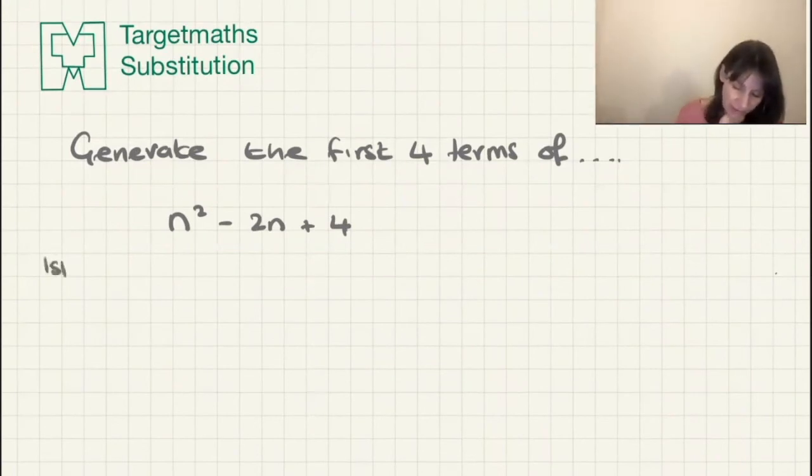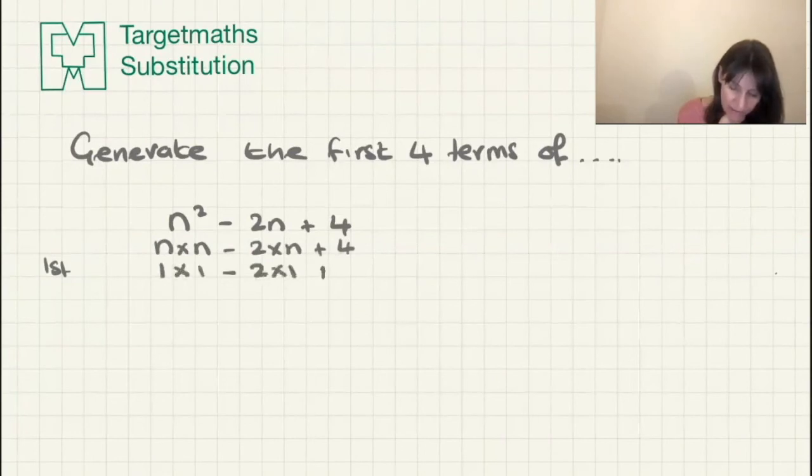Okay, first one. I'm going to write out n times n minus 2 times n plus 4. 1 is going in, so 1 times 1, take 2 times 1 plus 4. 1 times 1 is 1. 2 times 1 is 2. I'm going to take that away. And I've got add 4. 1 take 2 is minus 1, and minus 1 plus 4 is 3.